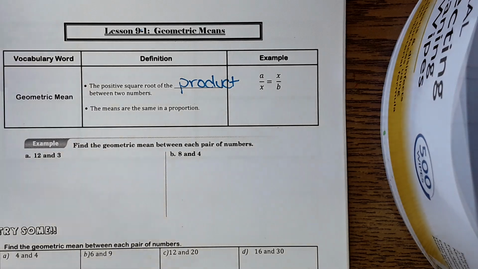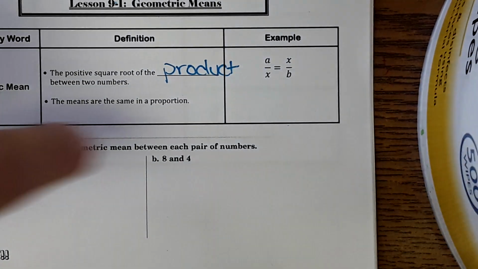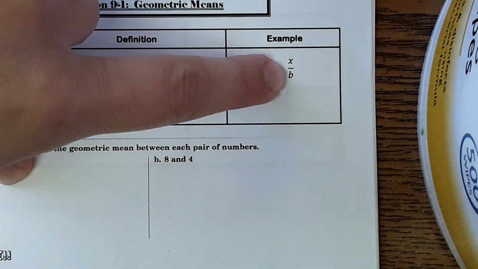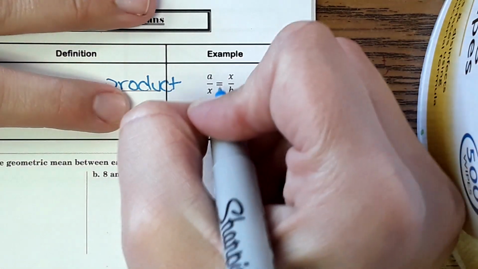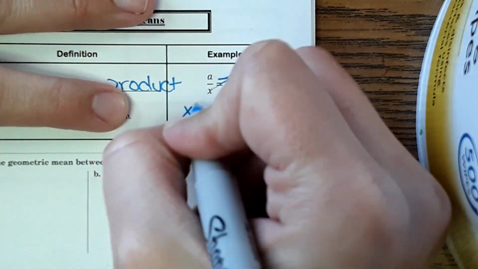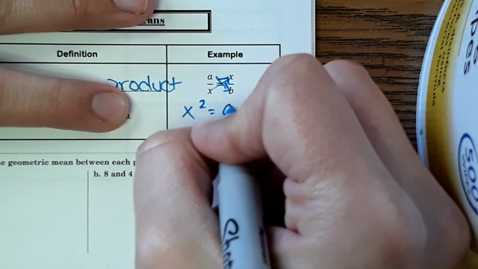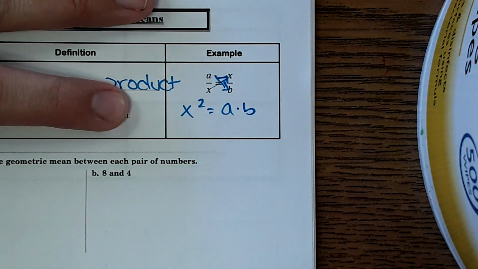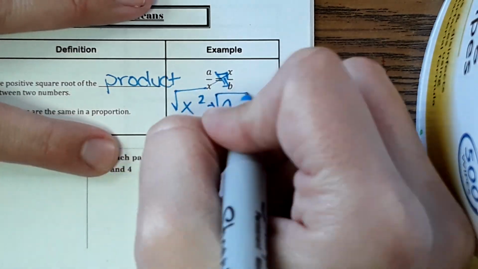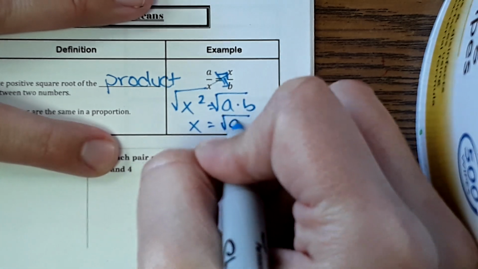So the means are the same in proportion. An example is right here. It has a over x equals x over b. To solve this, you would just do x times x, which is x squared, equals a times b. And then the last step would be to take the square root of both sides. So x equals the square root of ab.